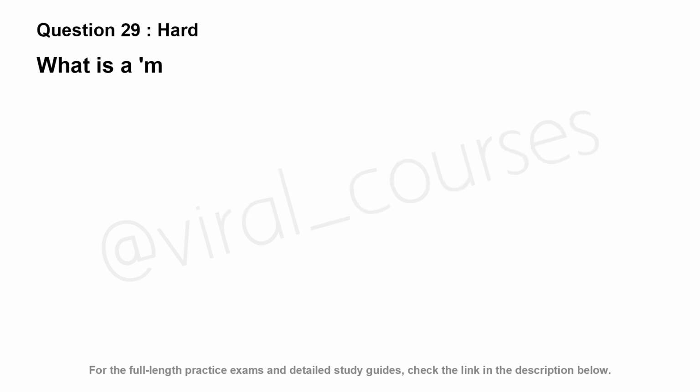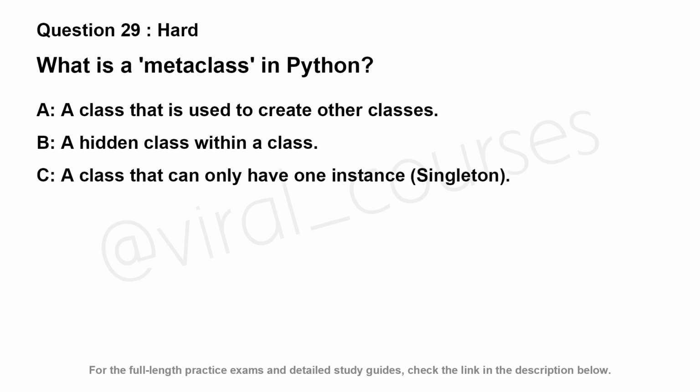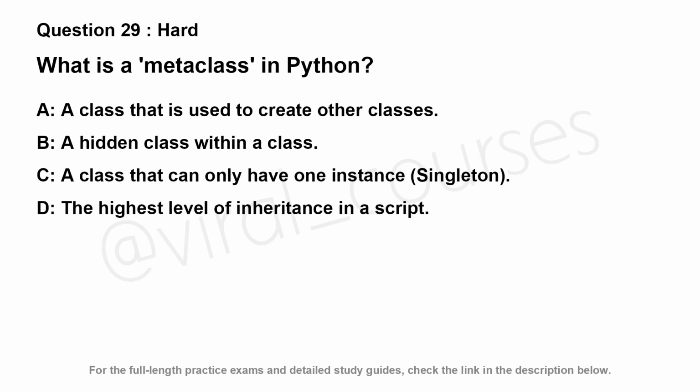What is a metaclass in Python? Option A. A class that is used to create other classes. Option B. A hidden class within a class. Option C. A class that can only have one instance. Singleton. Option D. The highest level of inheritance in a script.